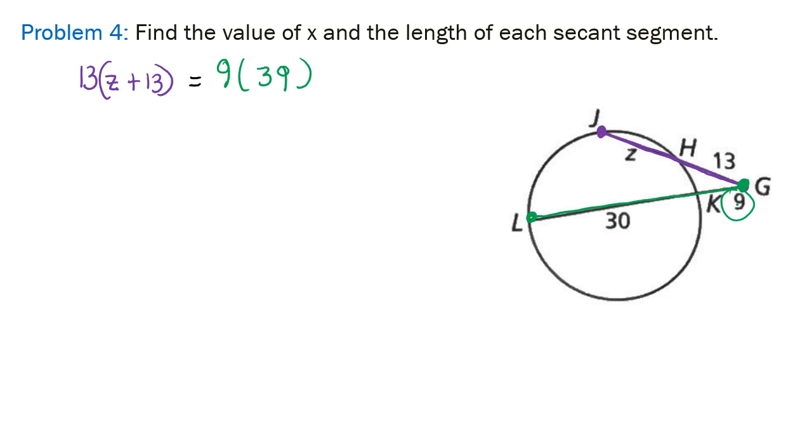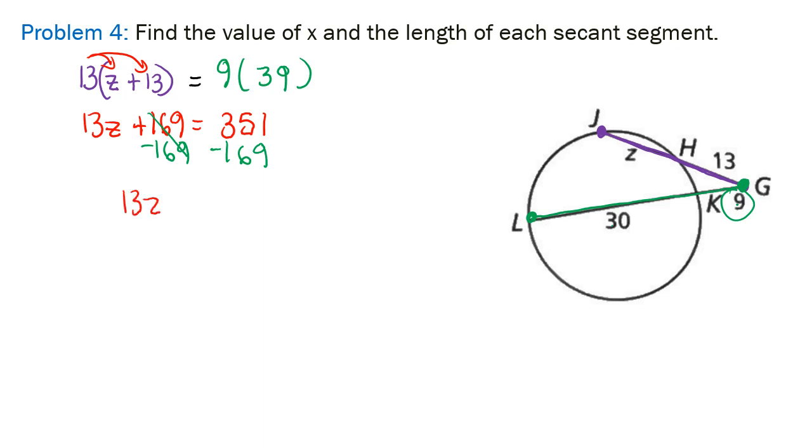Now we're going to go ahead and distribute, solve the problem. So we've got 13 times z, that's 13z. 13 times 13 is 169, equals 9 times 39, 351. From there, we just go ahead and solve like you would any other problem, minus the 169 over to get z by itself. So now we have 13z equals 182. Divide both sides by 13. And z is 14. So now we know that z is 14.